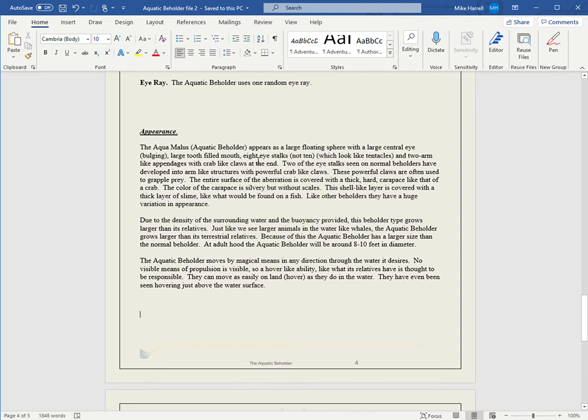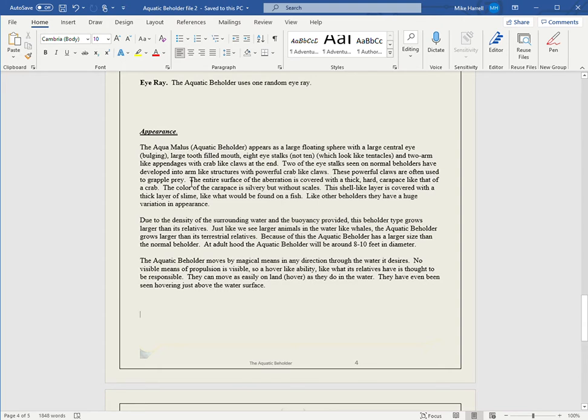And notice how this one has 8 eye stalks, not 10. And the eye stalks coming off this Beholder are going to look more like tentacles. Again, it gives it more of that aquatic theme. And it also has 2 arm-like appendages with crab-like claws at the end. So basically, 2 of the eye stalks seen on a normal Beholder have developed into arm-like structures with powerful crab-like claws. Those powerful claws are often used to grapple prey.